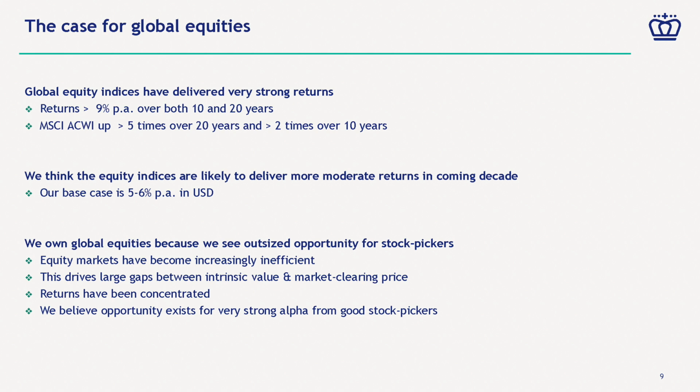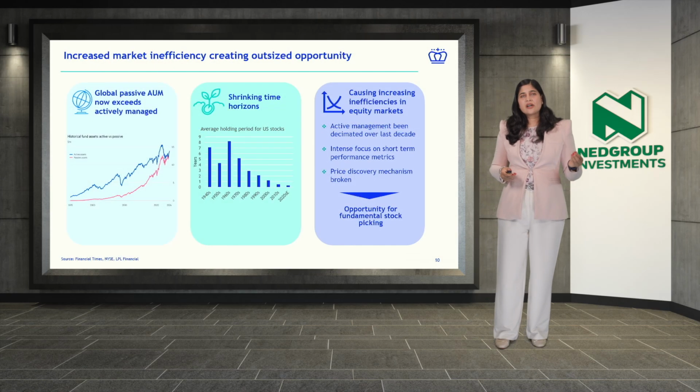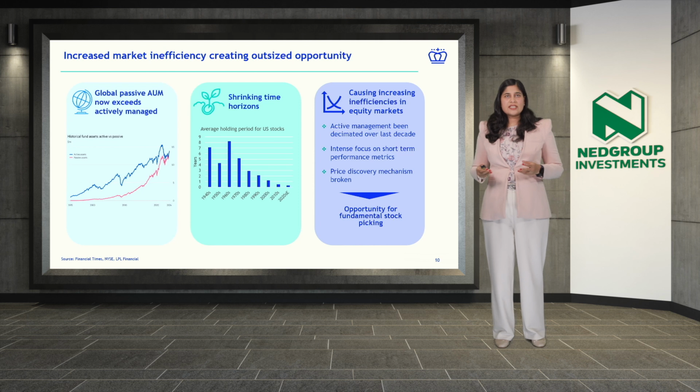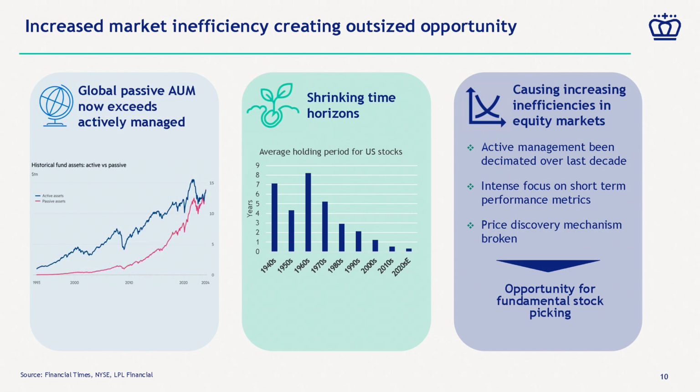Outside of those 7 stocks, we see a wide selection of stocks that we think can still deliver significant value for clients going forward. So we believe the opportunity exists to deliver strong alpha from good stock picking. Now, why have markets been so concentrated and so inefficient? These are a couple of the reasons we think are driving that inefficiency. The first and key reason is passive funds under management have now become a bigger player in markets.